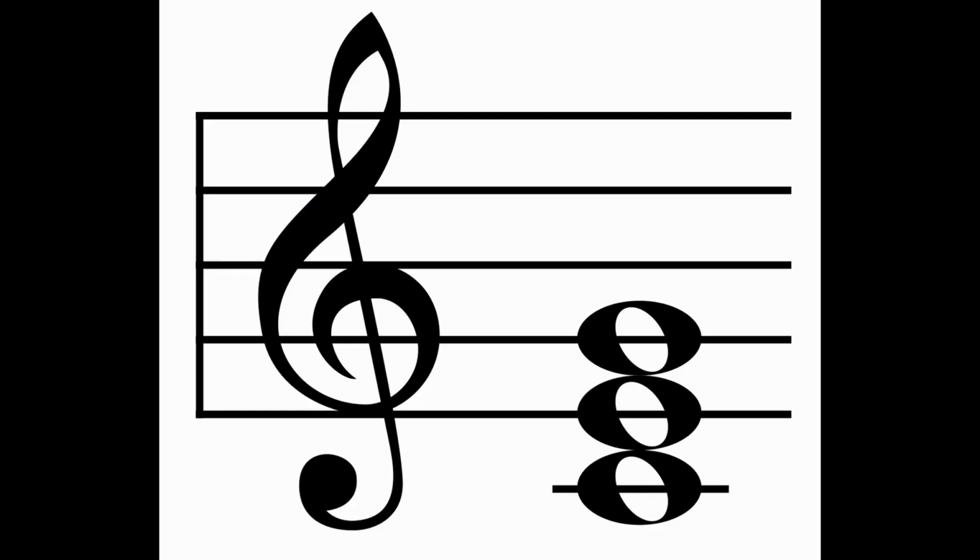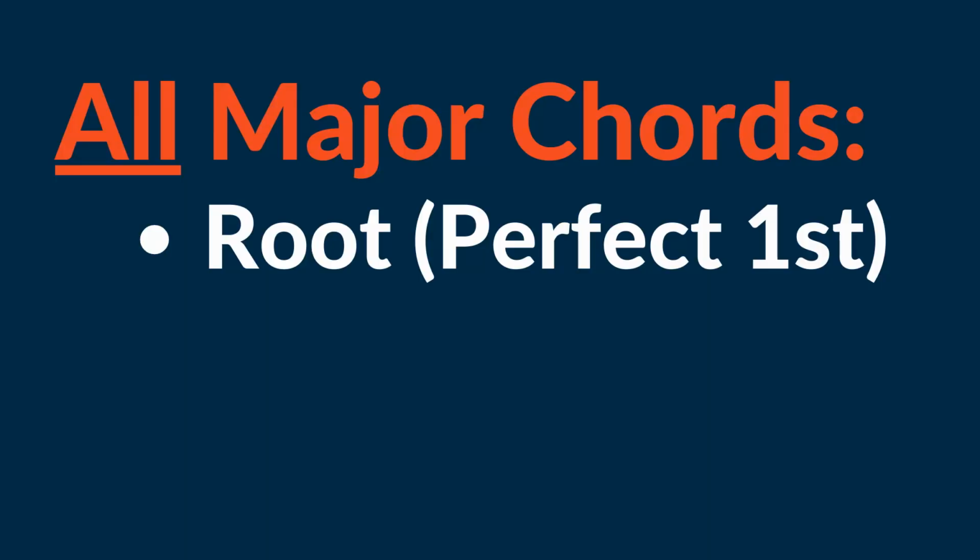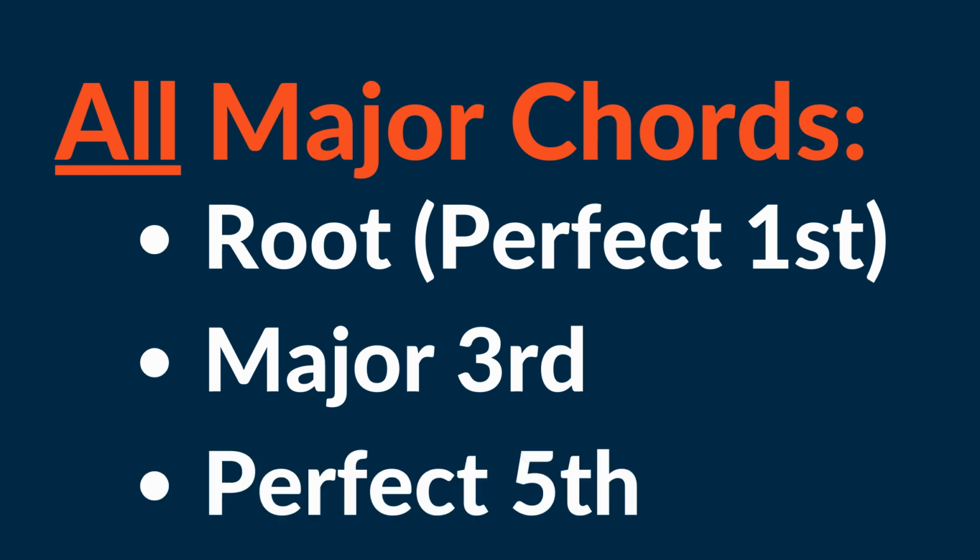The next term that we're going to need to know is a triad. A triad is basically a series of 3 notes coming together to create a chord that are each a third apart. So a major chord is a triad, and every single major chord is a perfect first, or the root note, a major third, and then a perfect fifth.